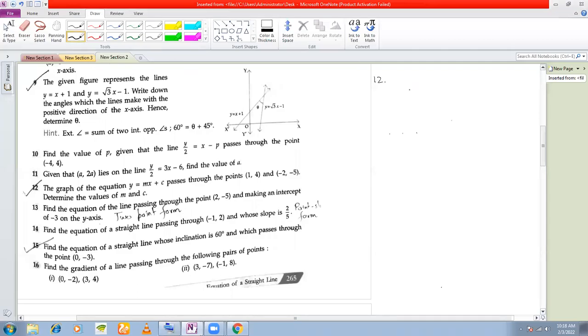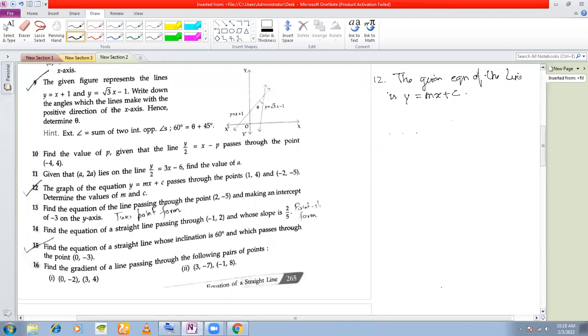The graph of the equation y is equal to mx plus c passes through the points (1, 4) and (-2, -5). Determine the value of m and c. Okay, so the given equation of the line is y is equal to mx plus c, right? And it passes through the points (1, 4) and (-2, -5).